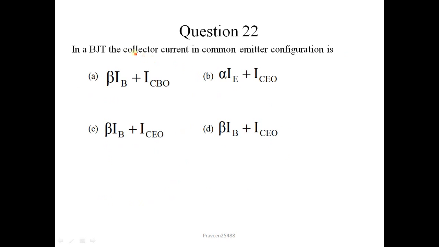Next question is, in a BJT the collector current in common emitter configuration is, so collector current Ic is equal to beta Ib plus ICEO. So correct option is D. ICEO is equal to 1 plus beta into ICBO.